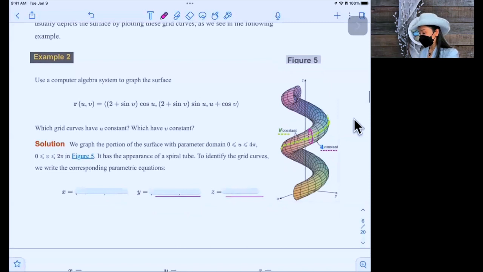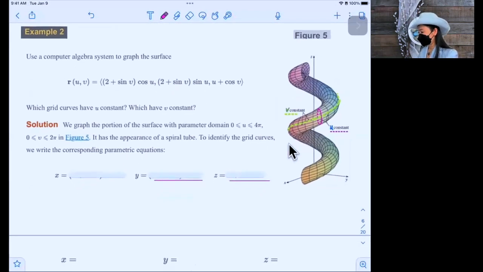So we're going to see the corresponding grid curves. Which grid curve has u constant? Which one has v constant? Let me do this. All right. So which one has u constant? Which one has v constant? How do we know that?